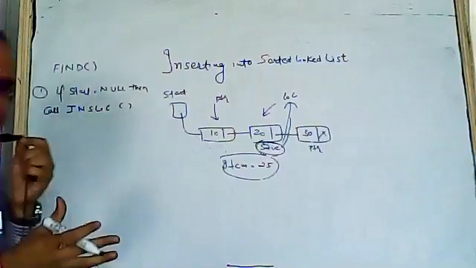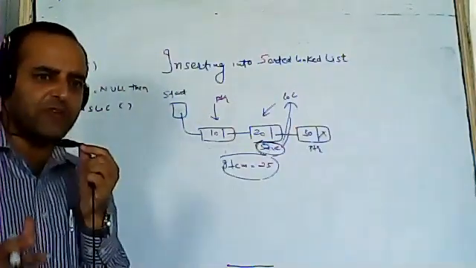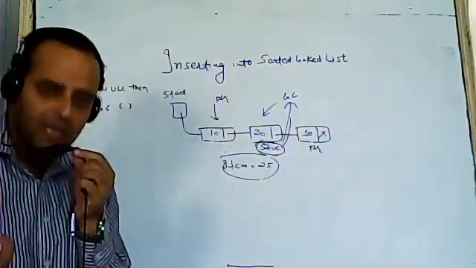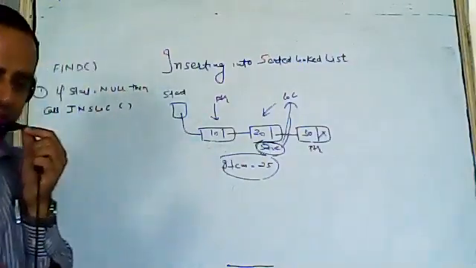If start is null, it means there is no node in the linked list. So where are we going to insert? At the beginning, because that will be the first node, because earlier there was no node.